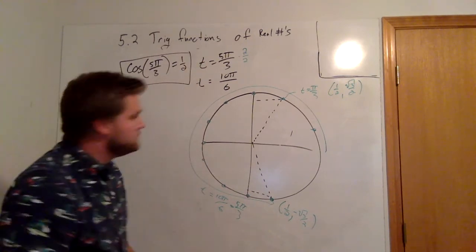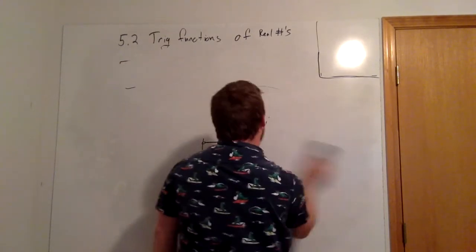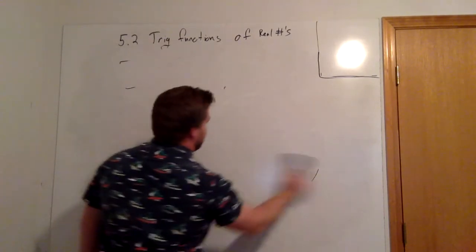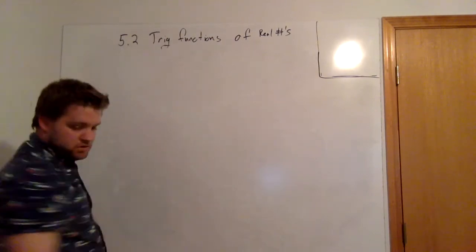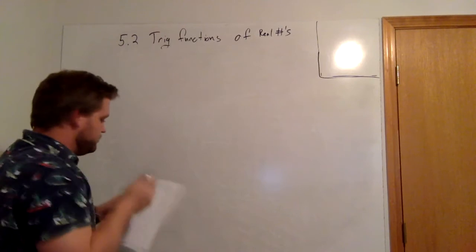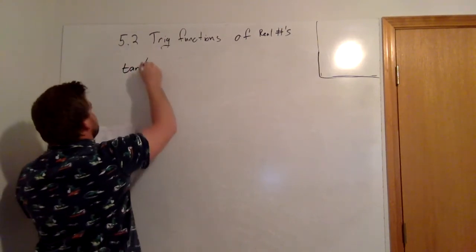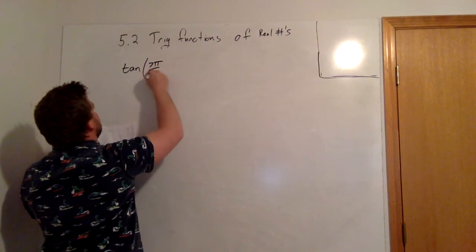Let's do another example. What if we're not working with just sine and cosine? So how about we do tangent? Let's find tangent of 7 pi over 3.